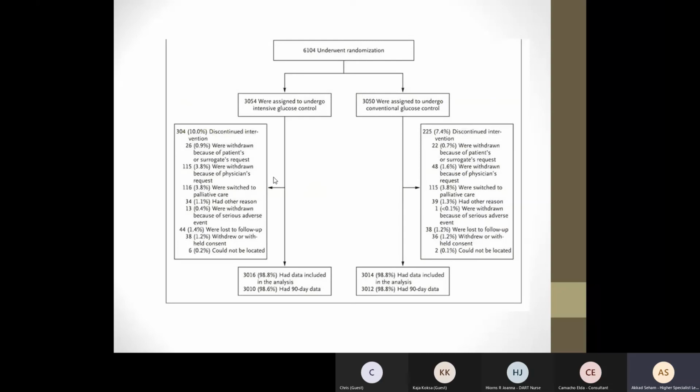Okay, so this is just a brief overview taken from the paper. So 6,000 of the patients underwent randomization. You can see that there's quite an equal split between the two groups. There's 3,000 in the intensive glucose control and 3,000 in the conventional glucose control. And there were few dropouts, which you can see the reasons why they were dropping out. Sometimes the patient would withdraw their consent, or they were switched to palliative care, or they had adverse outcomes. But overall, the number of patients in both arms are fairly equal.